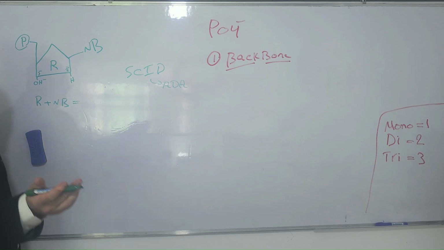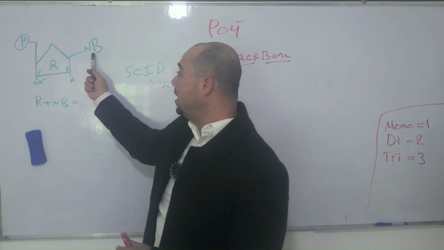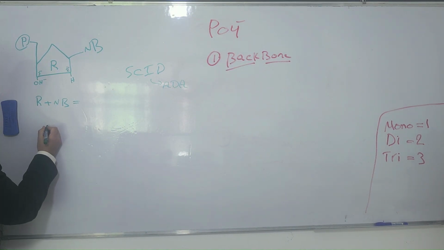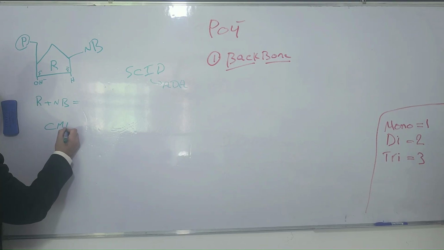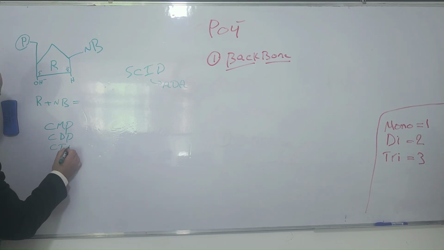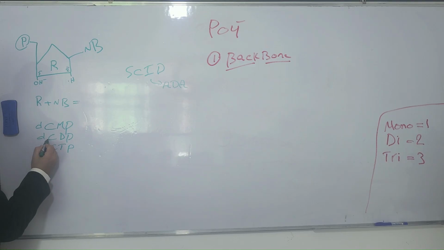What if it's a pyrimidine? These were purines. So the nitrogen base could be cytosine. And in fact, if it is, you could say it's going to be cytosine monophosphate, cytosine diphosphate if it has 2 phosphate groups, or cytosine triphosphate. Now, of course, if it's part of DNA, with the missing oxygen here, you're going to say deoxycytidine monophosphate, deoxycytidine diphosphate, deoxycytidine triphosphate.